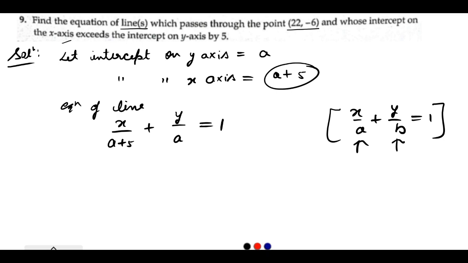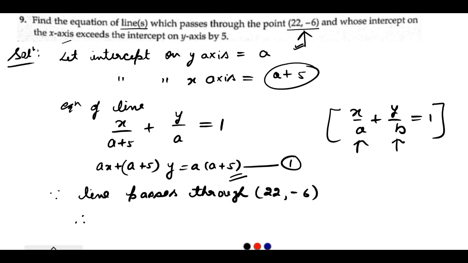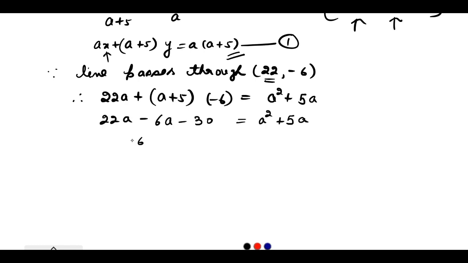Now, according to the question, this line passes through the point (22, -6). It means the coordinates of this point will satisfy the equation of line. So we are substituting x by 22 and y by -6. We get a square minus 11a plus 30 is equal to 0. Solve this quadratic equation for a.